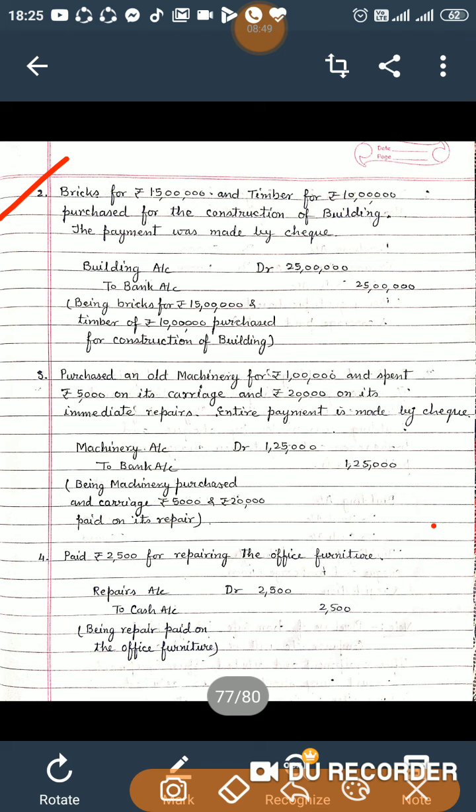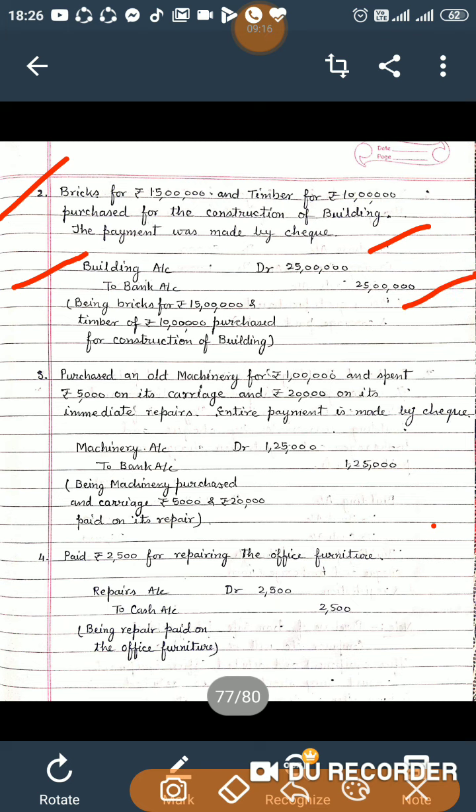Here bricks rupees 15 lakh and timber rupees 10 lakh we have purchased for constructing a building. We will not debit bricks account or timber account. We will directly debit to building account. So building account will be debited with 25 lakh and we are making payment through check, so to bank 25 lakh.